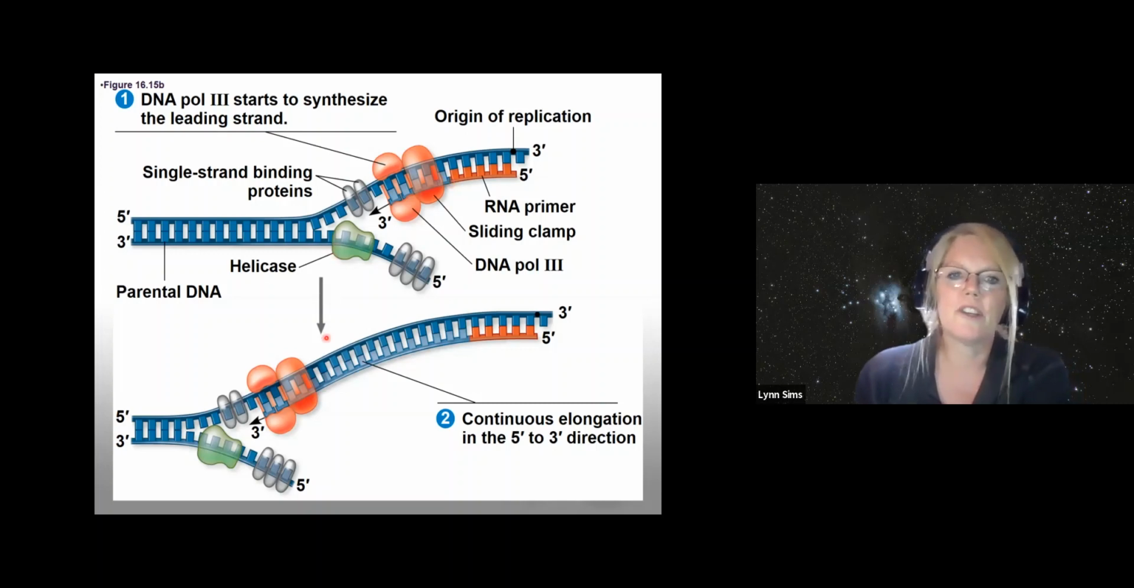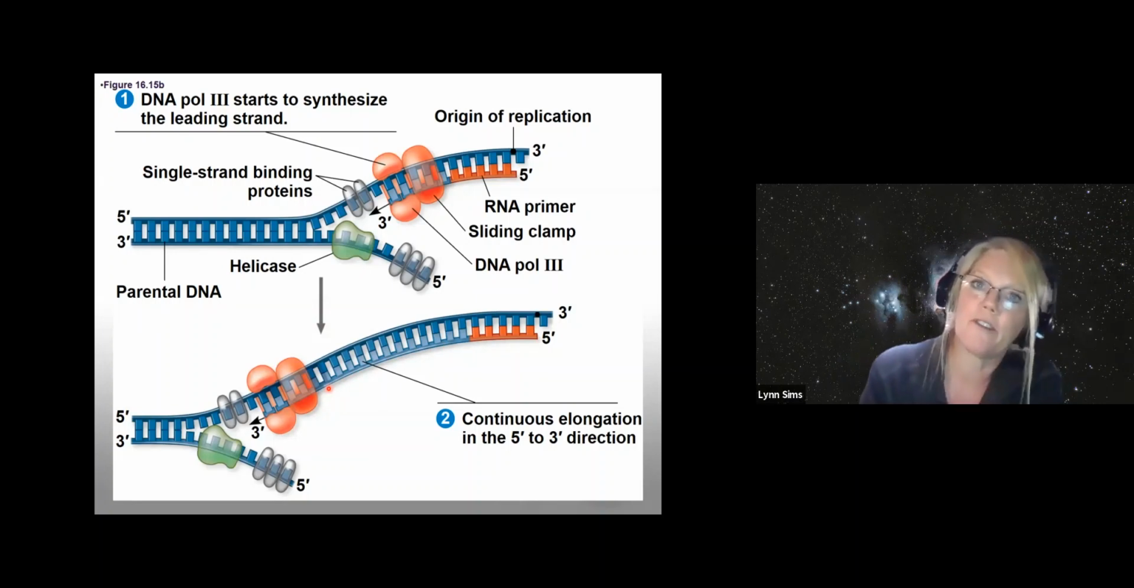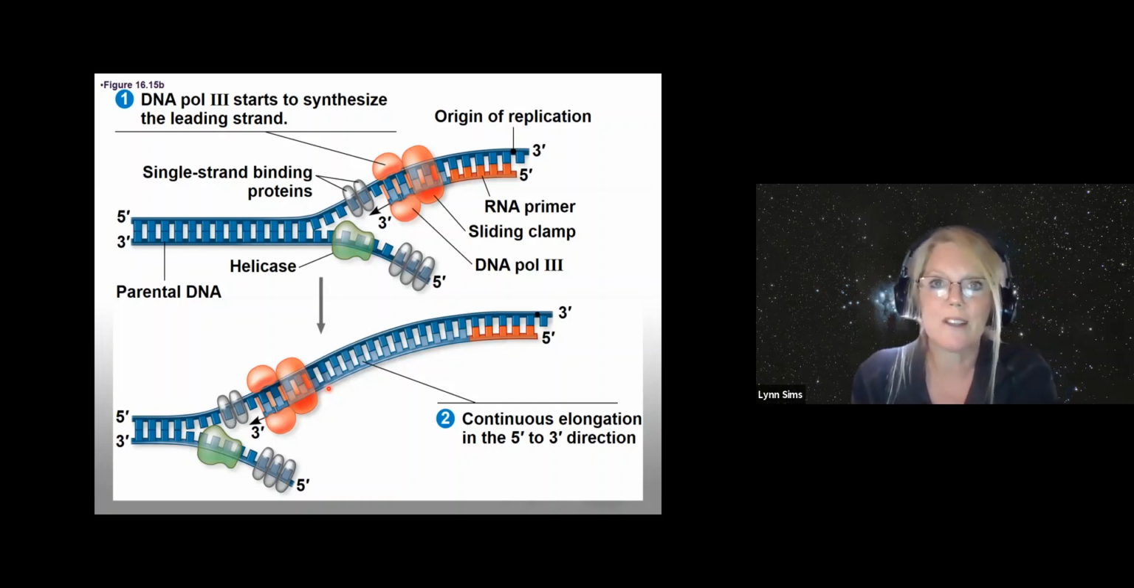Okay, so you can see over time, okay, continuous elongation, and this is the leading strand. Remember, the leading strand is continuous, it doesn't create fragments. Okay, so we have DNA polymerase 3 that performs the synthesis of the DNA, connecting nucleotides to the end of the primer.